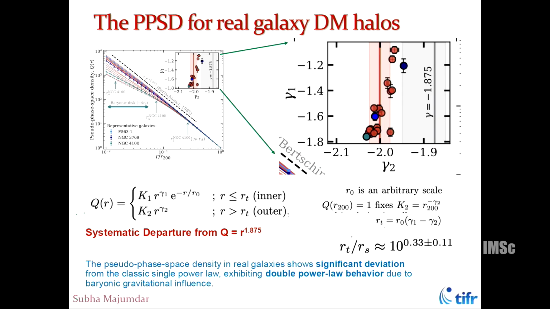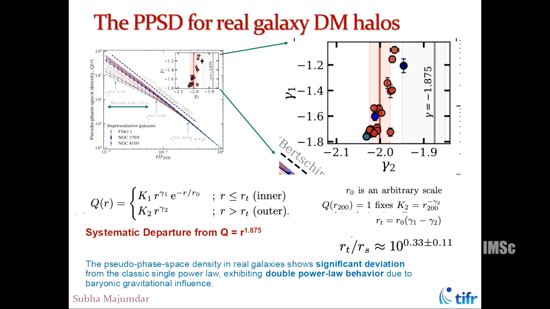If I look at it carefully, gamma 2 is the outer slope. Bertschinger and the simulations get it like this. The real galaxy's slope is over here. And gamma 1 is the inner slope. Remember, even if you have hydro, it did not go beyond this. So it would be around this region, but the real galaxy is very different. So the Q is now a double power law. And you can find out what the different parameters are.